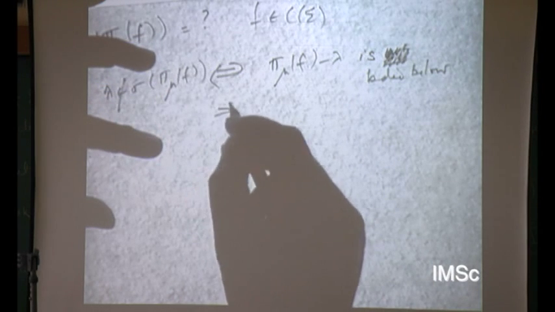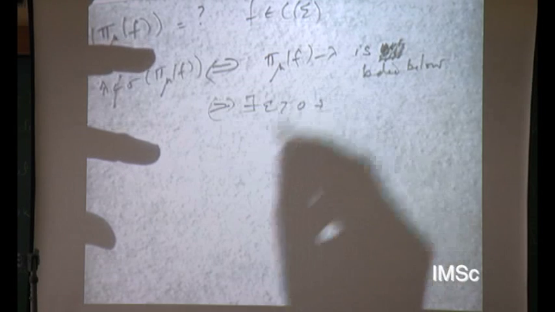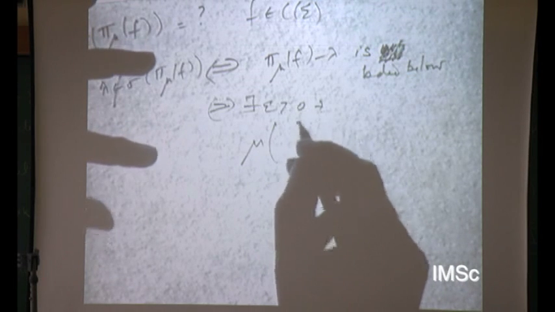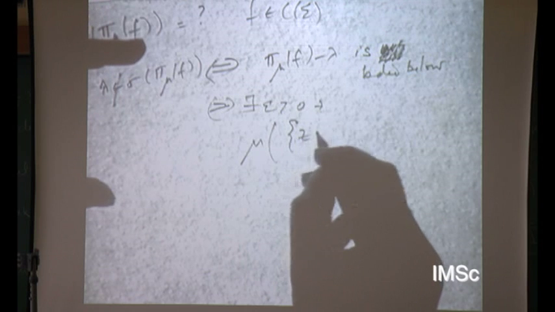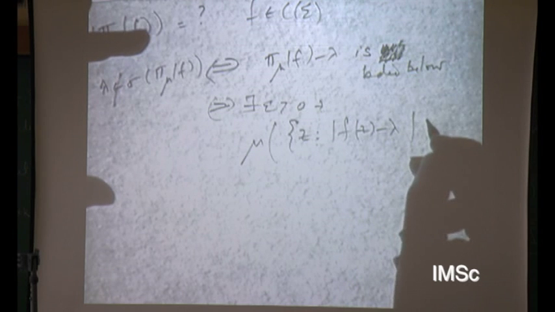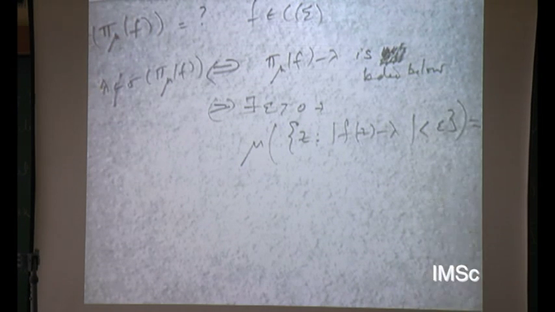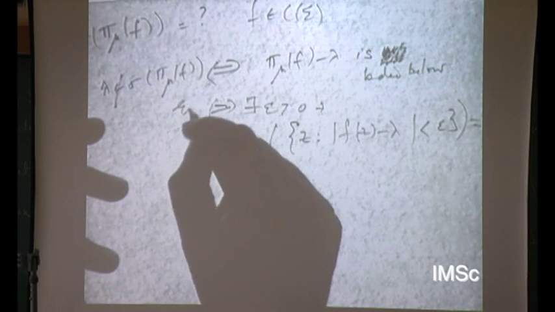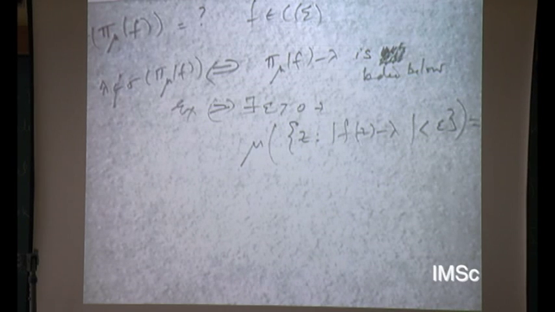This means that there exists a positive epsilon such that if I take the measure of the set of all z such that the absolute value of f of z minus lambda is less than epsilon, it equals 0. To say it is bounded below means exactly that the epsilon ball about lambda must have 0 measure.